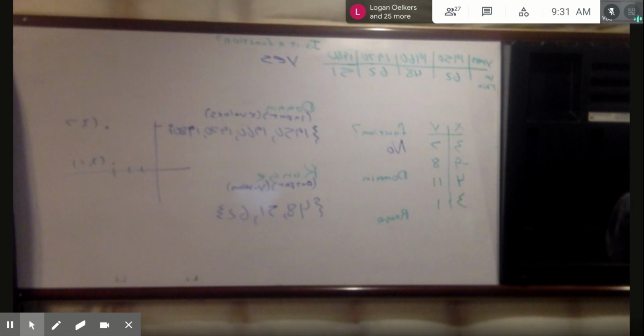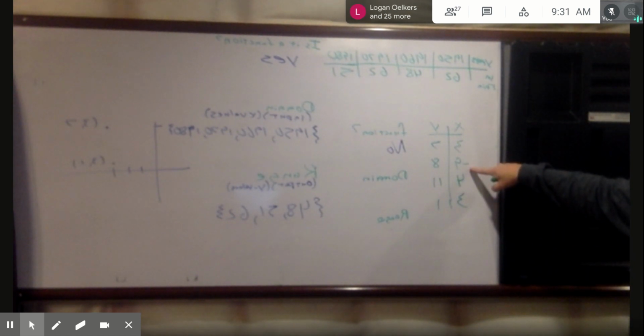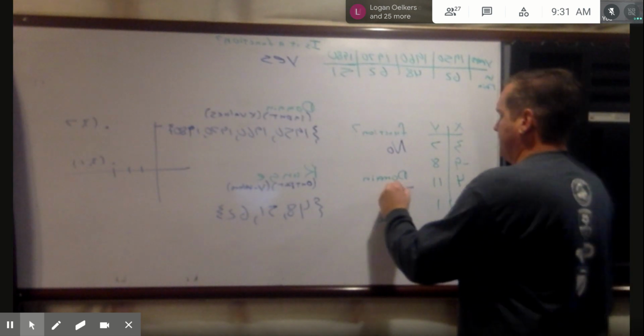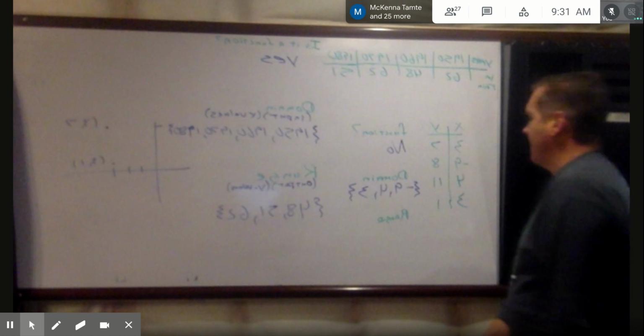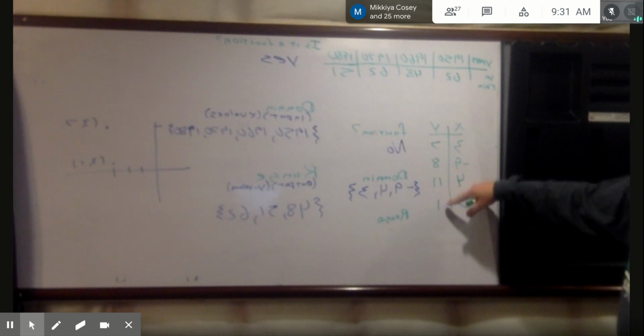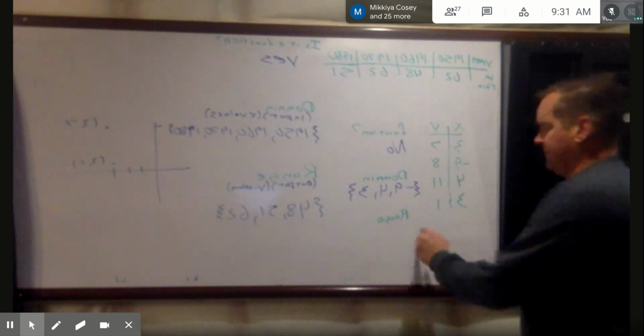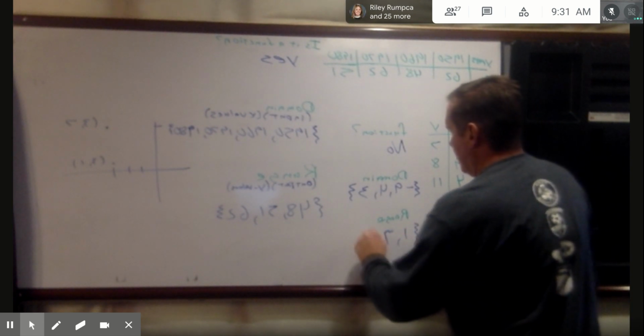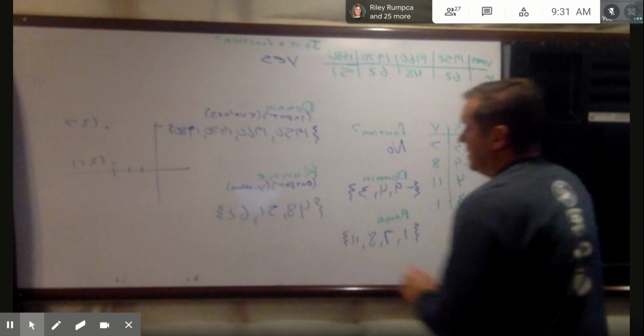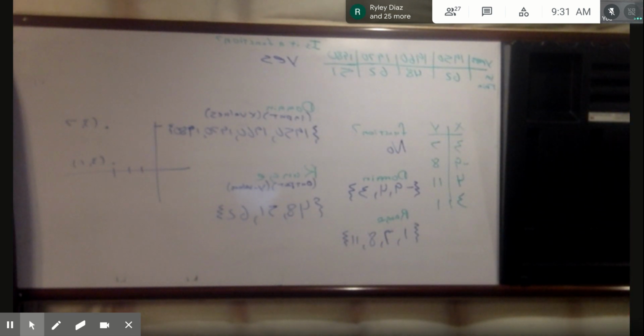All right. Domain. We'll go -9, 4, and 3. Range, I'm going to put them in order: 1, 7, 8, 11. And we're done. Everybody okay there?